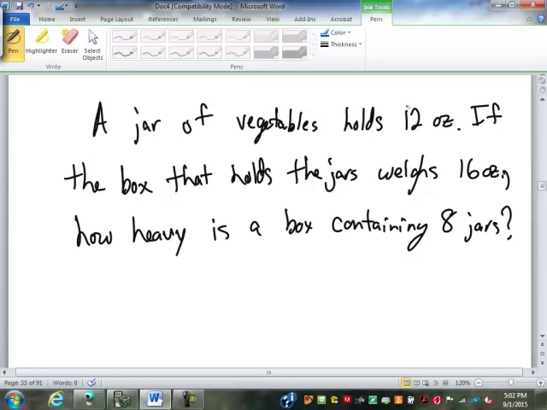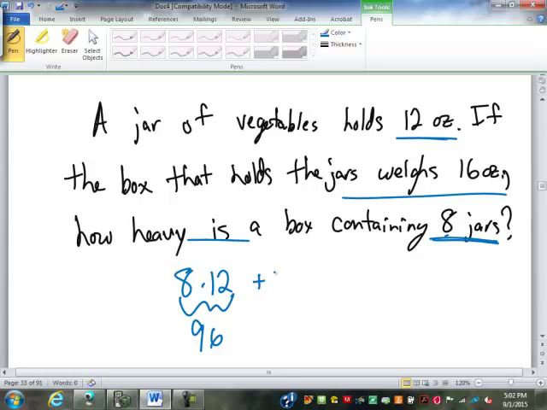We don't necessarily have to write out an equation here. We can just go ahead and use the numbers. But what do we have to account for here? The weight of the jar. We have 8 jars, and how much is each jar? 12 ounces. So we're going to have 8 times 12, which is 96. Is that it? Are we all done? No. What else do we have? Plus 16, because we have the weight of the box, 16 ounces. So 96 plus 16 is 112 ounces.